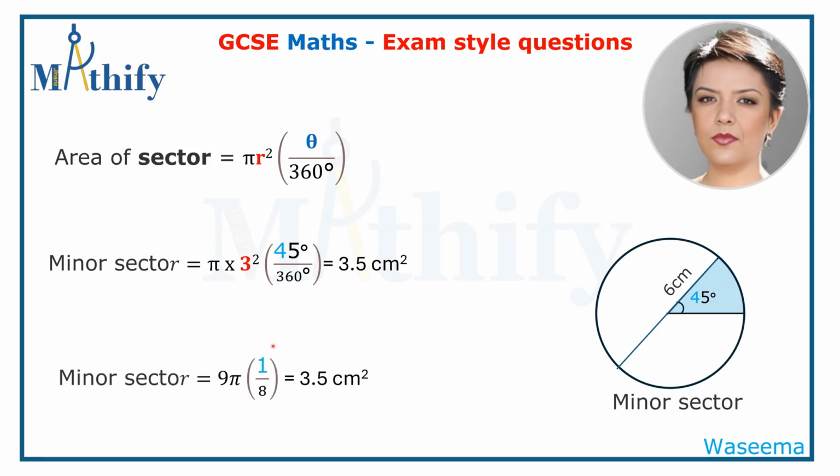And this can be simplified as follows. So pi times 3 squared is equal to 9 pi. 45 over 360 can be simplified to 1 over 8. And that will still give us our final answer of 3.5 centimeters squared.